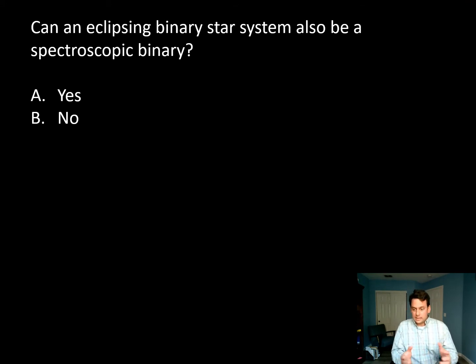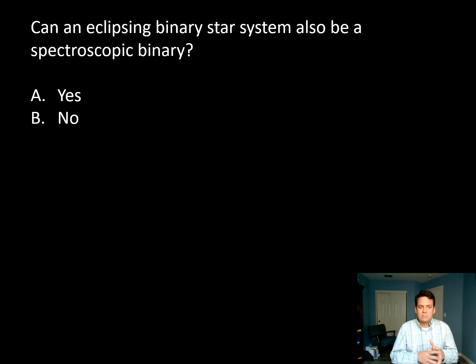So, not to answer the question before asking it, but can an eclipsing binary star system also be a spectroscopic binary? Unfortunately, I didn't actually answer that question for you. So I'll pause here for all of probably 10 seconds or so, and you can always pause me for longer. But think about this. Is it possible?